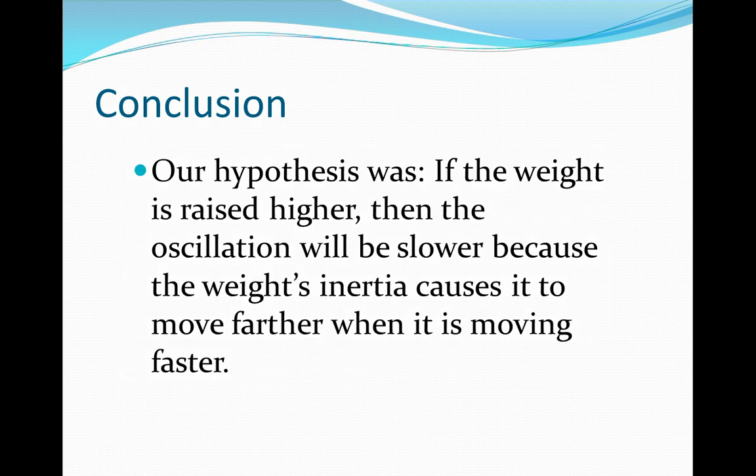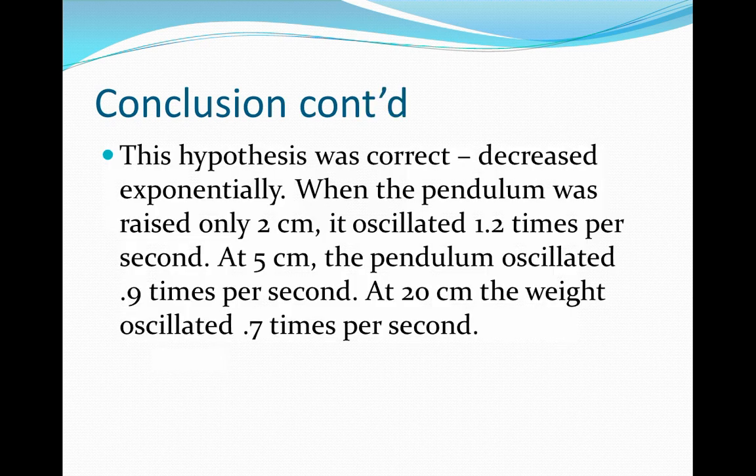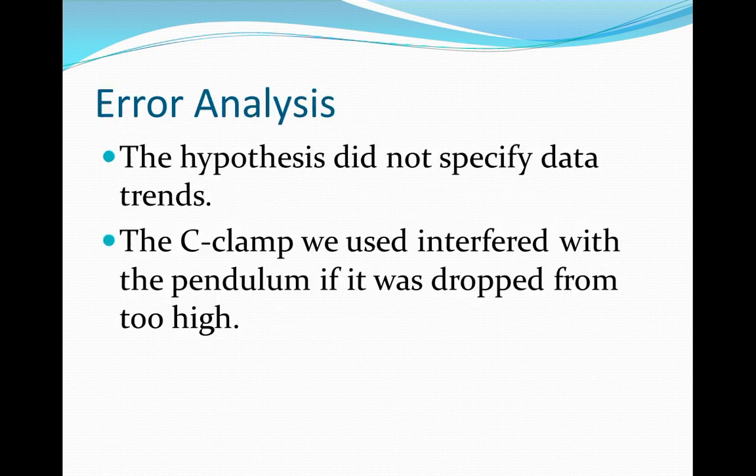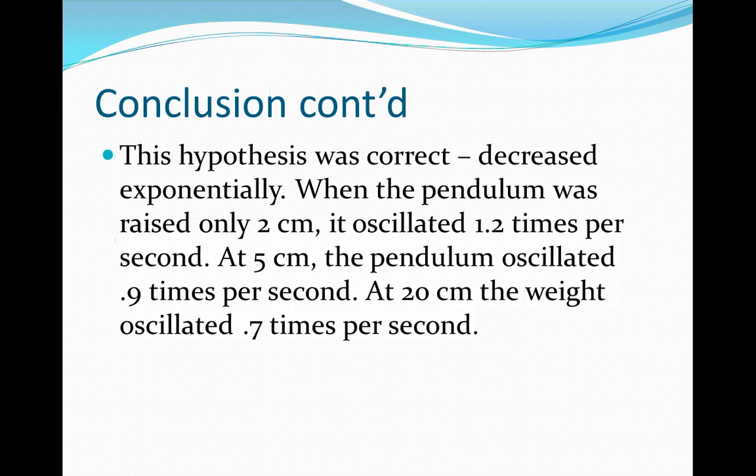Conclusion. Our hypothesis was if the weight was raised higher, then the oscillation will be slower because the weight's inertia causes it to move farther when it is moving faster, which is a result of being dropped higher. This hypothesis was correct because the number of oscillations per second decreased exponentially. When the pendulum was raised only 2 centimeters, it oscillated 1.2 times per second. At 5 centimeters, the pendulum oscillated 0.9 times per second. However, at 20 centimeters, the weight oscillated 0.7 times per second.